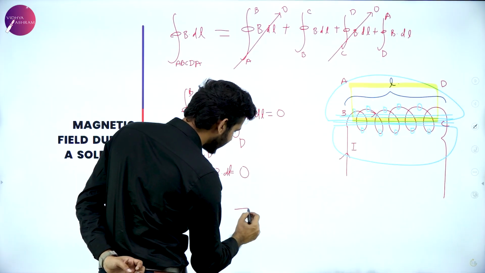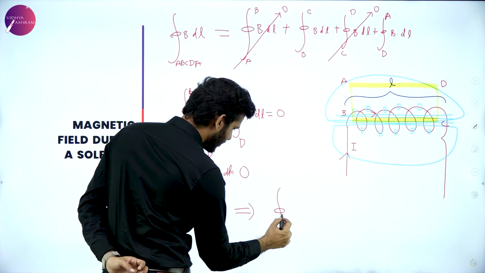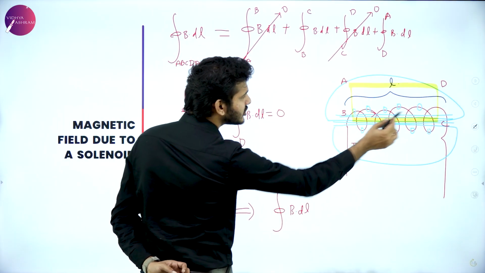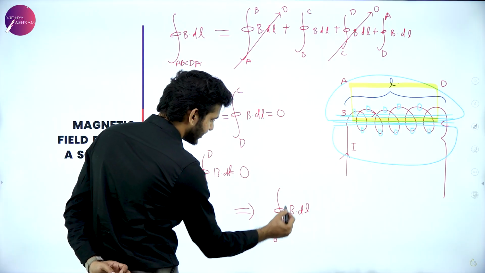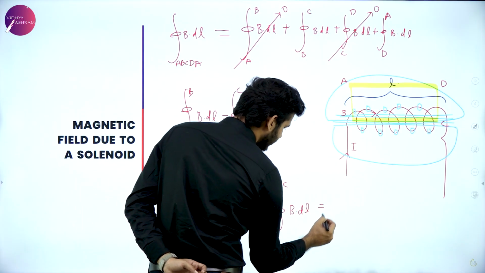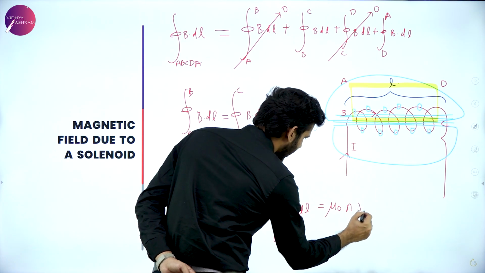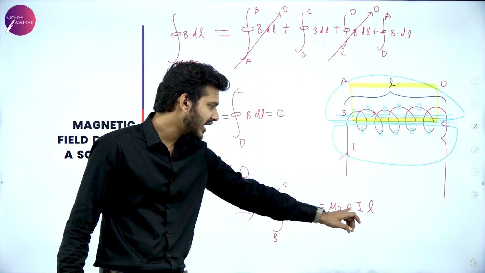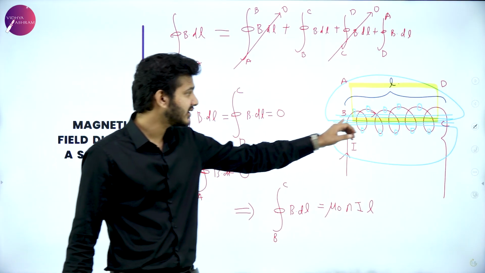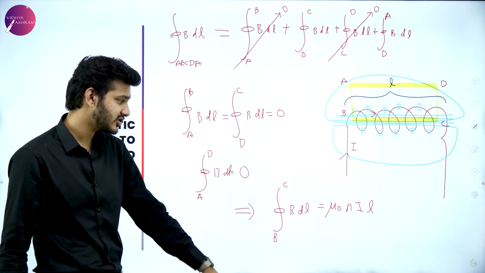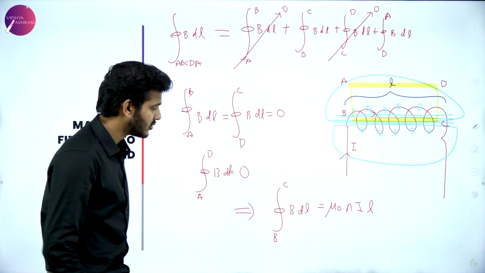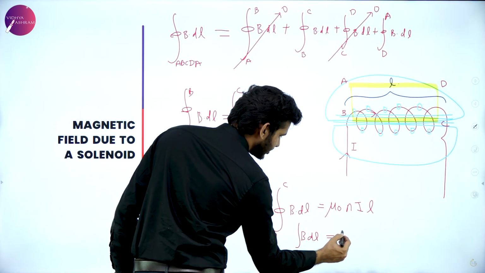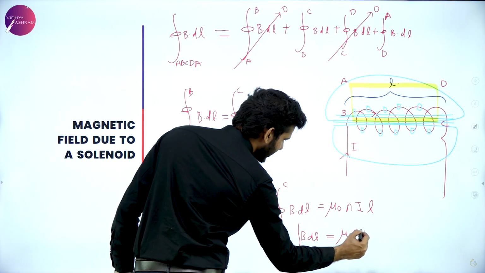And finally, we can write the integral of B dot dl, and only B to C exists. The integral from B to C is equal to mu naught into n into I into L. So we can write the integral of B dot dl is equal to mu naught n I L. Here the angle between the magnetic field and the line element dl is 0. So we can simply write that the integral of B dl is equal to mu naught into n into I into L.